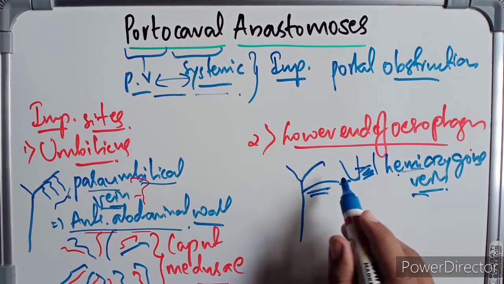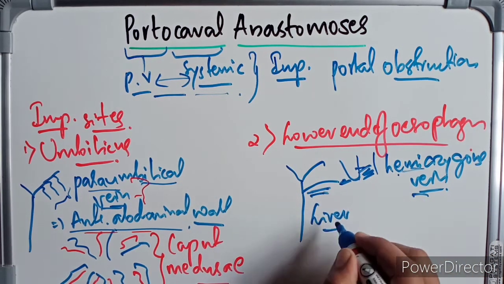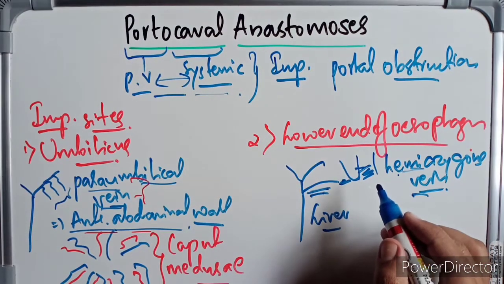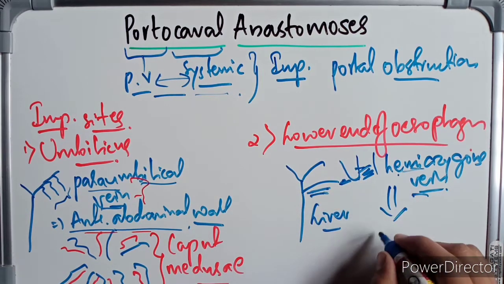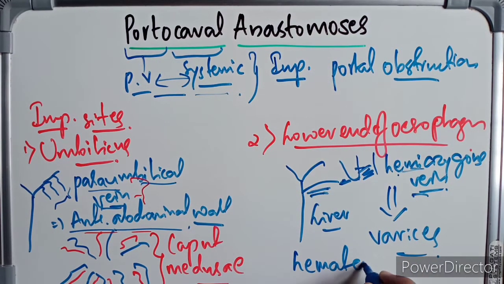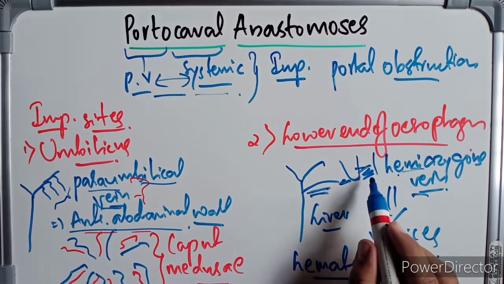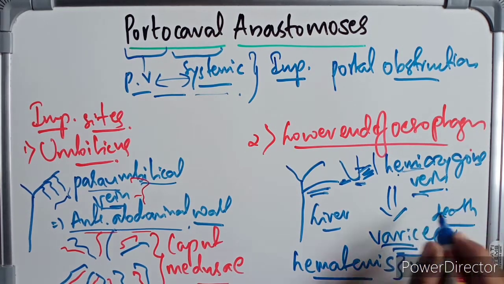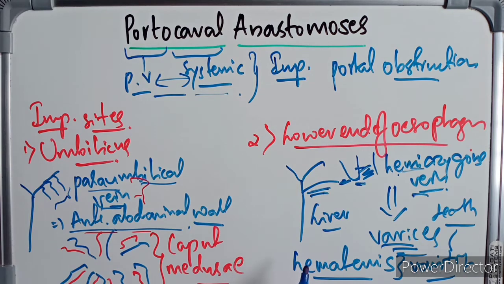In portal obstruction, as occurs in liver cirrhosis, these collateral channels become distended and tortuous. They form the esophageal varices, which may rupture, causing hematemesis. So during portal obstruction, these veins become distended and tortuous to form the esophageal varices, which result in hematemesis, which is nothing but vomiting of blood, and it may even lead to death. So this forms an important Portocaval anastomosis.